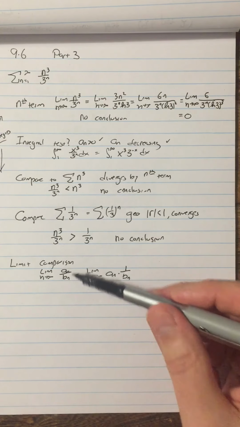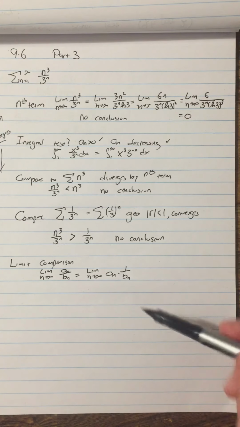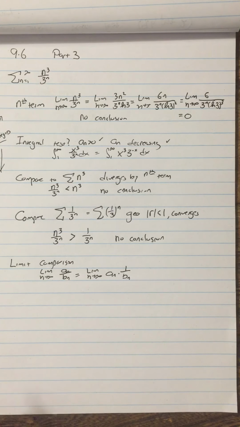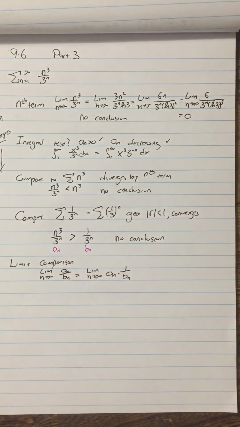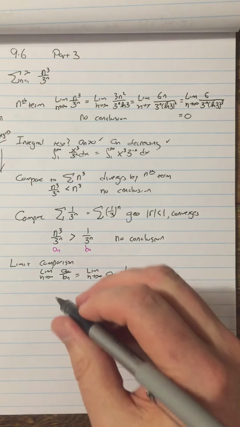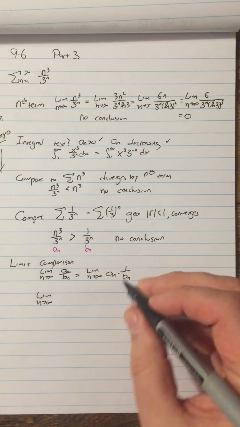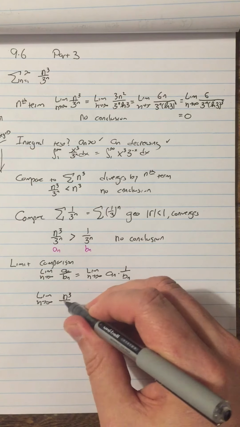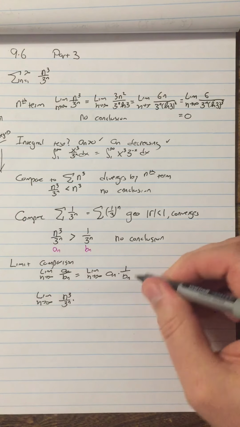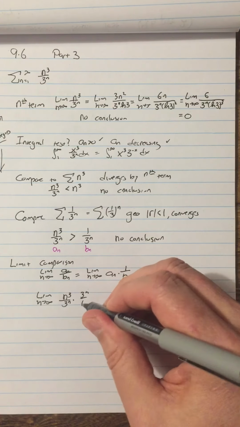since each a sub n and b sub n are fractions, this fraction becomes unwieldy. So we'll look at what that limit is. And again, a sub n is our problem series, and for b sub n we'll use the geometric series again, just to see what it looks like. So if I do the limit as n approaches infinity of a sub n times 1 over b sub n, that's going to be n cubed over 3 to the n times, for the 1 over b sub n, I just take b sub n and flip it over, 3 to the n over 1.